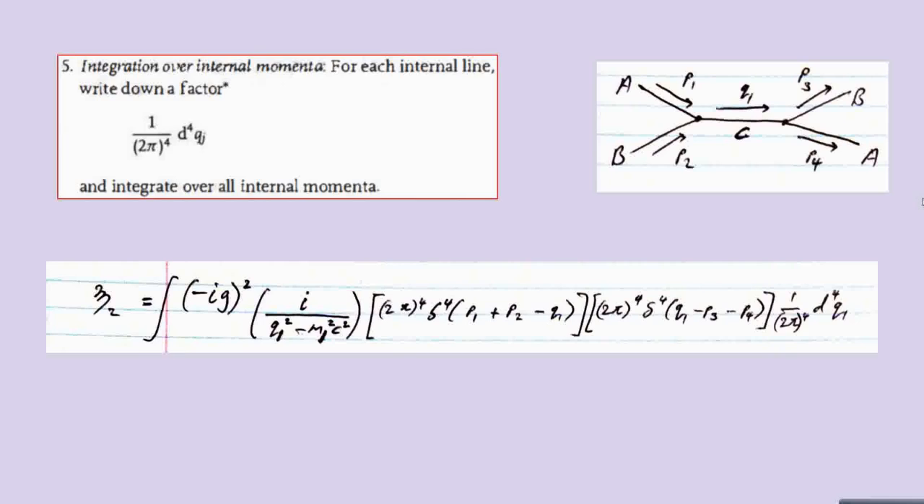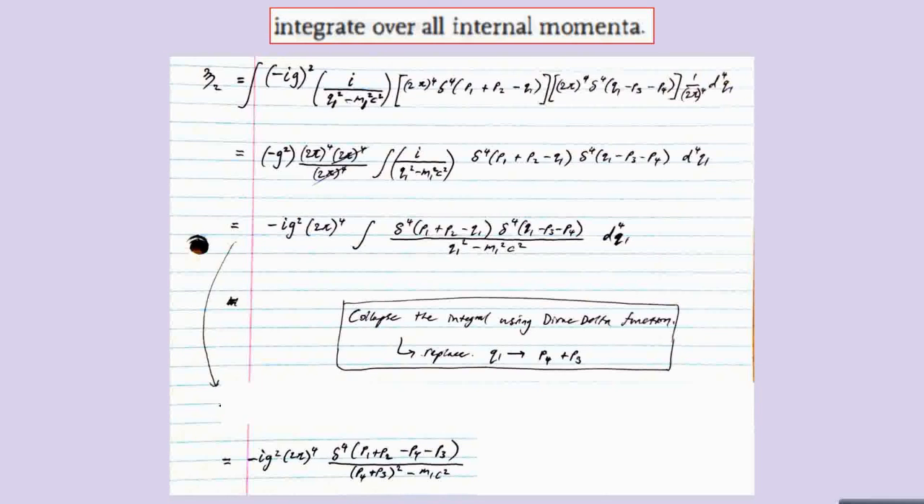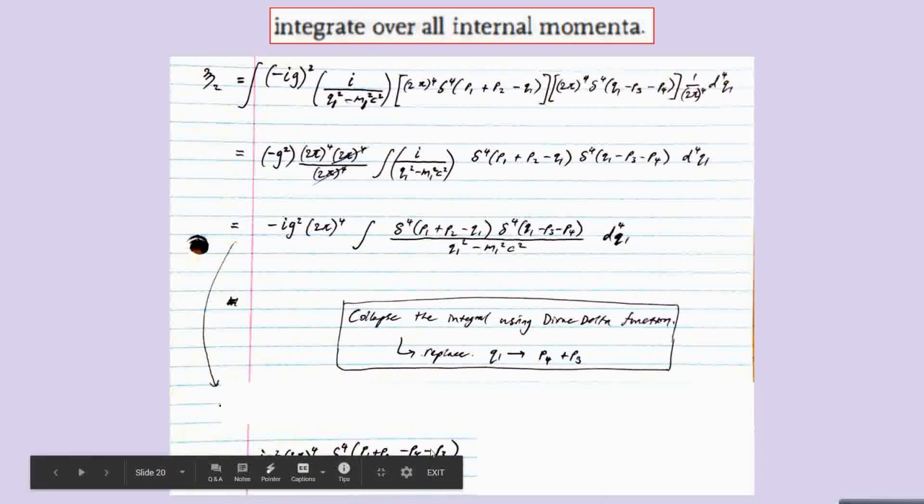Second to last, we're going to integrate over the internal momenta, and so we tack on the factor of 1 over 2 pi to the 4, and then the differential, and then we actually integrate. We're going to use the same trick that we did last time, use the Dirac delta function to kill one of the integrals, and then we replace q1. We're going to replace q1 with p4 plus p3, where once again q1 is the x in the previous format that I mentioned, and p4 plus p3 is a. Then we get the expression as shown right at the bottom.